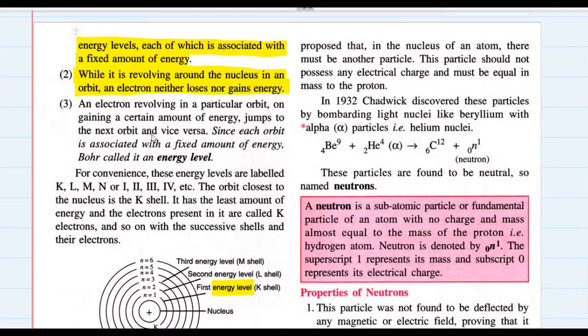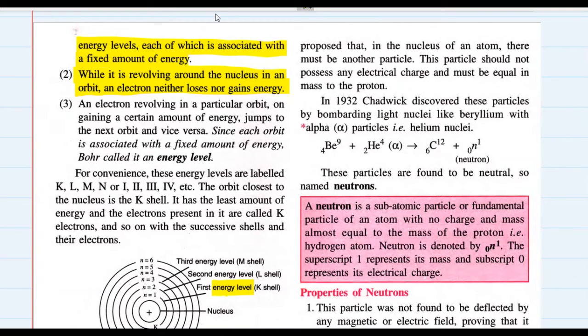Since each orbit is associated with a fixed amount of energy, an electron is neither allowed to lose energy nor allowed to gain energy while revolving in that orbit. मतलब इलेक्ट्रॉन जब वो ऑर्बिट में रिवॉल्व होता रहेगा अराउंड द न्यूक्लियस, उस शेल में, उस पर्टिकुलर ऑर्बिट में, इलेक्ट्रॉन will neither gain energy nor lose energy.